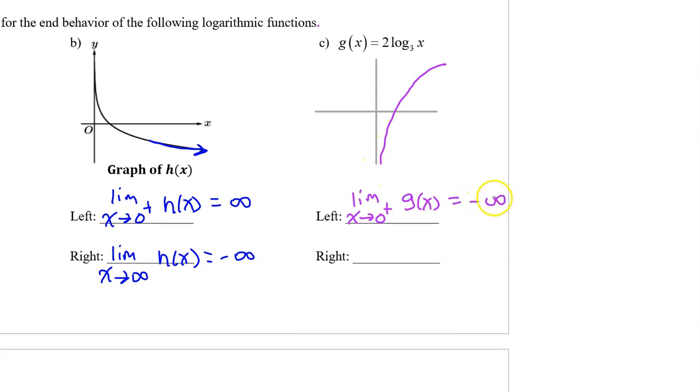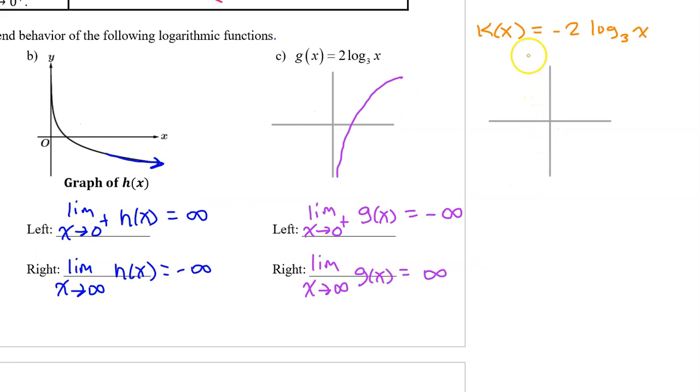So that's the limit. And then for the right end behavior, we will begin the limit as x approaches positive infinity of g of x equals. On the right hand side, g of x is rising. So this limit is positive infinity.